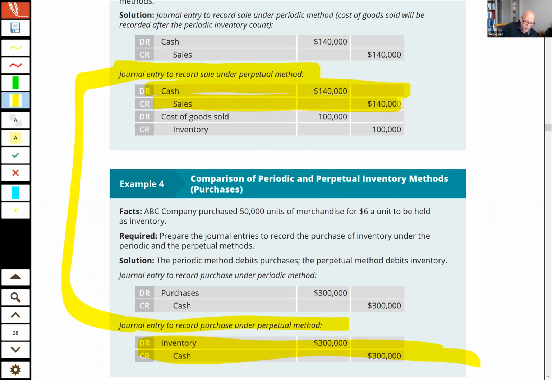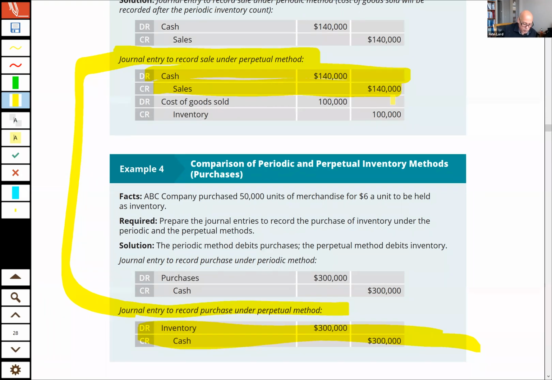So we'd have 140,000. We'd have 100,000. So we didn't sell all the inventory. We only sold 100,000 of it. So we'd have a gross profit of 40,000. I would debit cost of goods sold. I would credit the inventory, because under perpetual I've got to keep track of every inventory transaction as I purchase it, as I sell it, right?